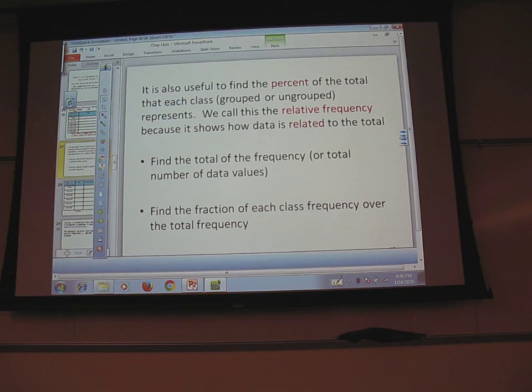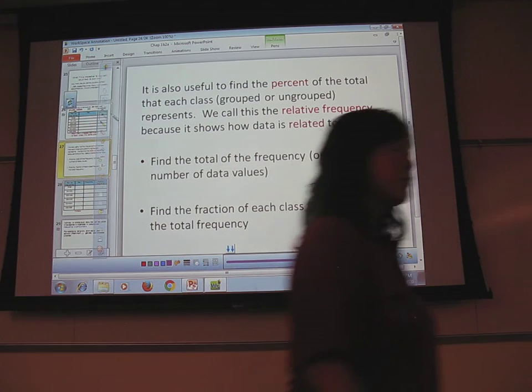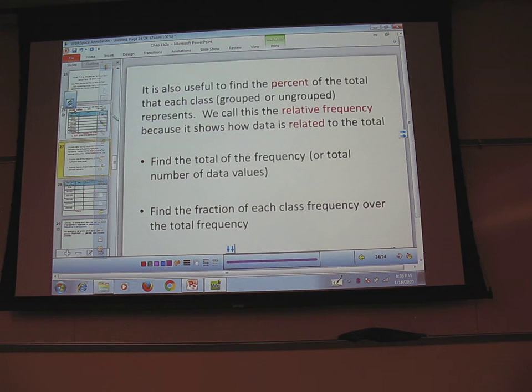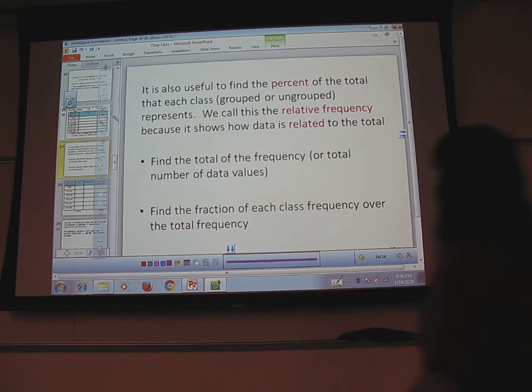Also, we often find it useful to look at the percent of the total that each group represents. We call it the relative frequency. It shows how data is related to the total, because a lot of times when we're comparing sample sizes that are drastically different, it's really hard to compare these hundreds of things to these smaller numbers. So if you look at the percentage of each one, it's a lot easier to compare them. I'll show you a slide on that later.